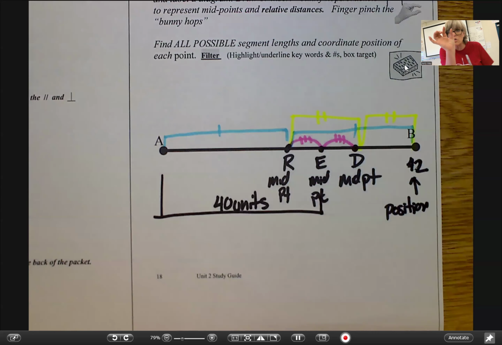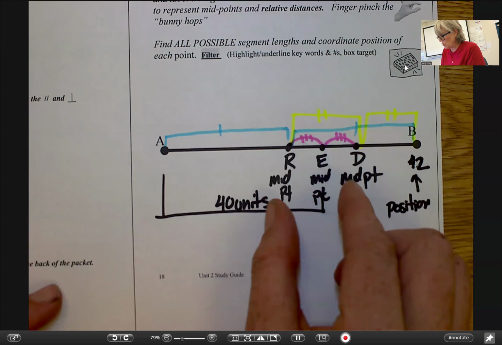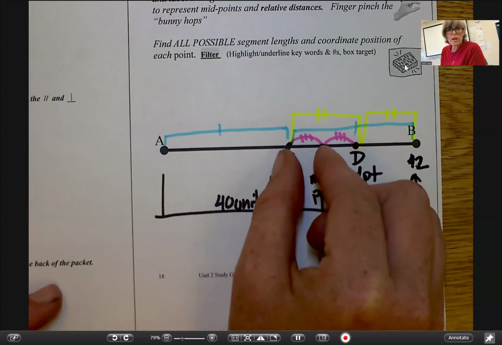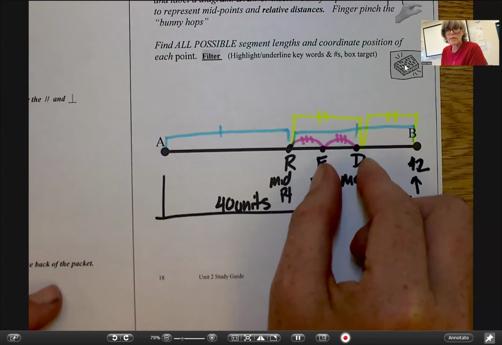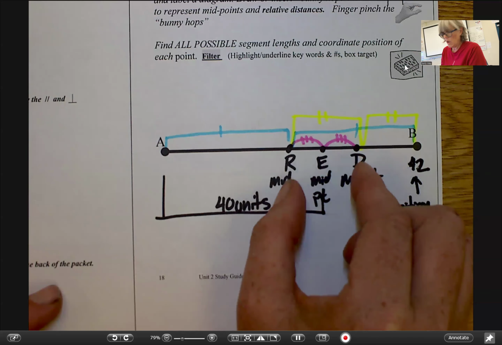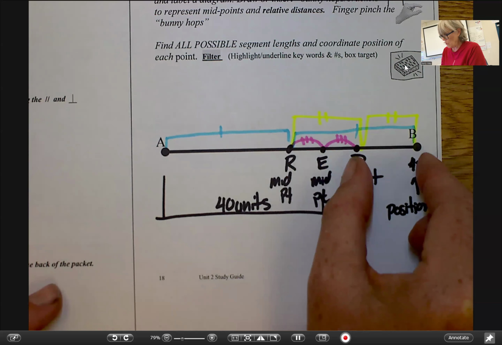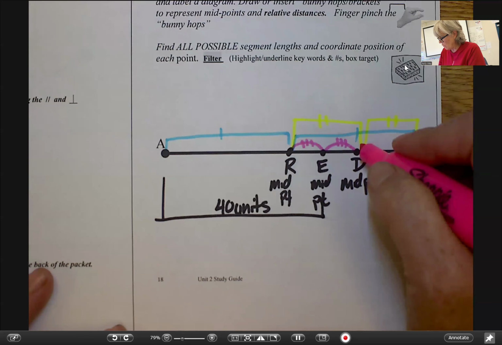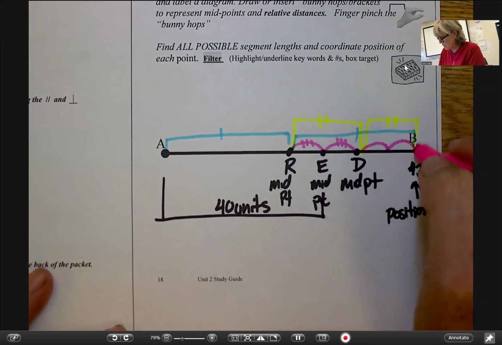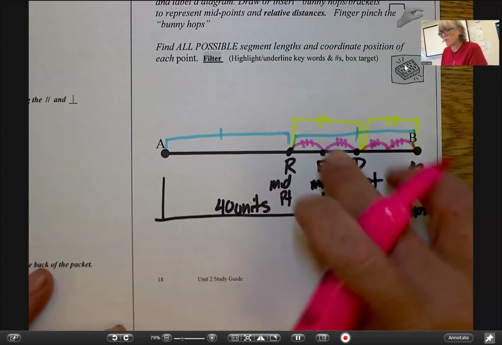The trick to this is using your fingers to finger pinch stuff and ask yourself what is equal to what. So do you see? Let's start with the small stuff. RE is equal to ED. RD is equal to RB, which means these two yellows are equal, which means I can carry over these pink bunny hops. Because the yellow is two pinks, I can carry it over.